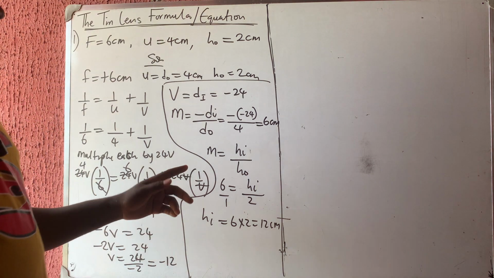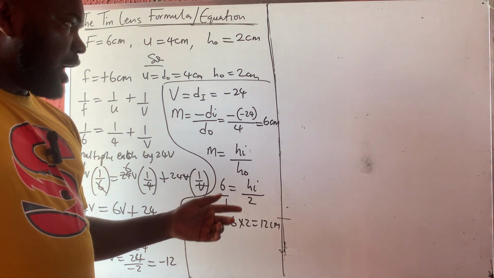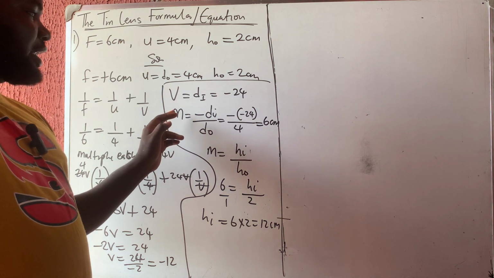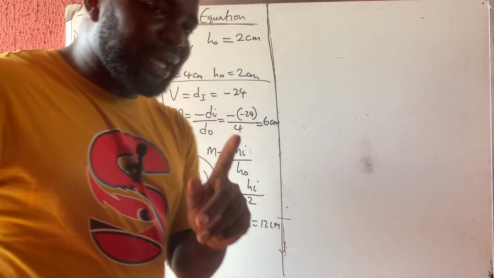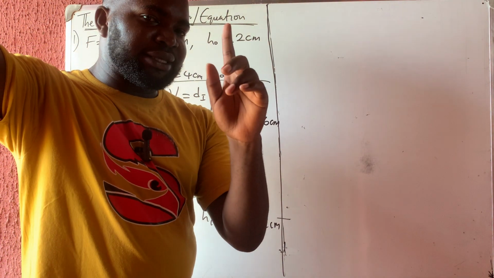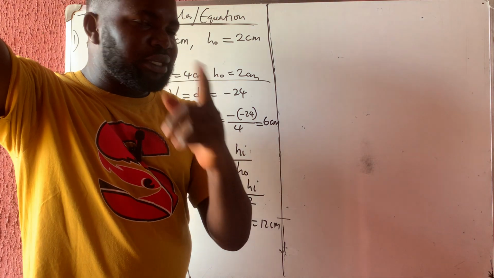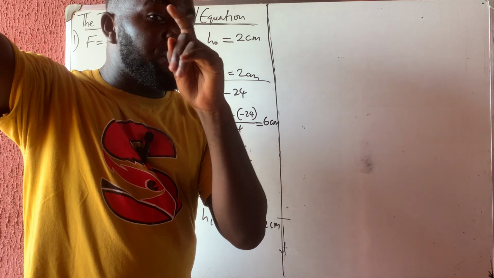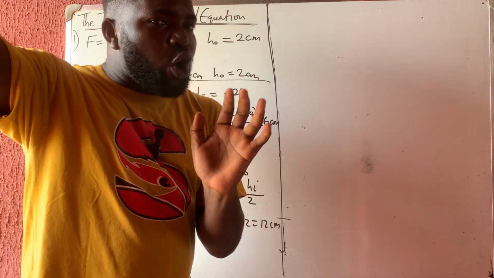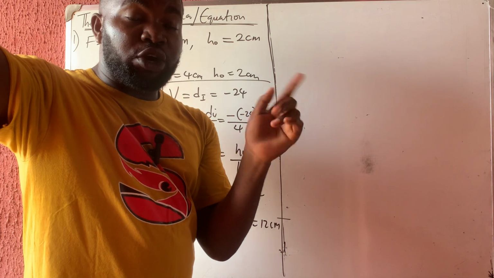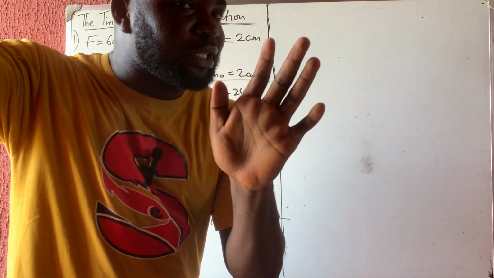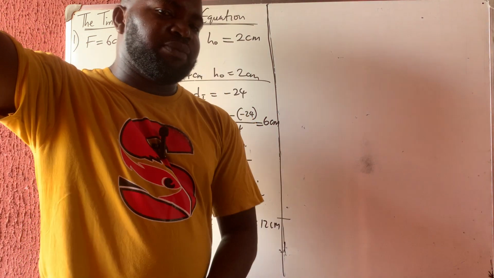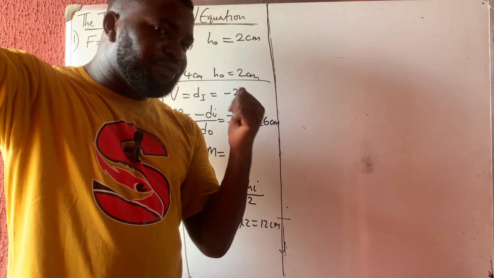And I hope you know that whenever the magnification is positive, I told you that the image is going to be standing upright and virtual. And this is a property of a convex lens. You know that the closer you go to a convex lens, you will start getting the properties of a concave lens. You understand? I told you in the previous video, so go and watch it.